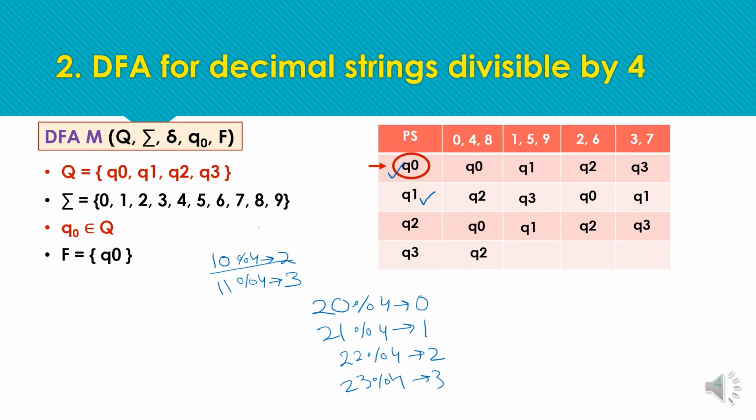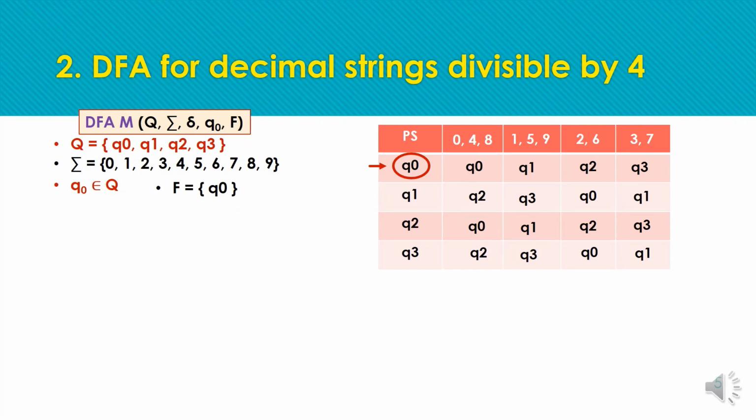Same way we can complete the state Q3. On Q3, after getting any of the inputs from the first set, we get the remainder 2, so we are moving to state Q2. The next state after Q2 will be Q3, the next state will be Q0, and the next state will be Q1. So this is the easy trick to complete this transition table.